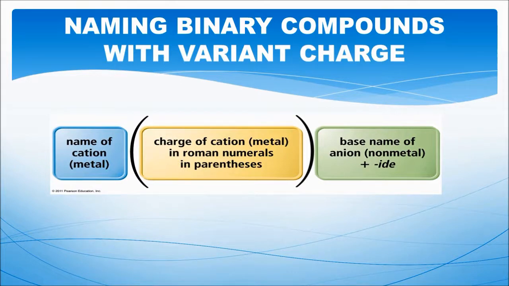Naming binary compounds with variable charges takes a slightly different form. Here you would have the name of the cation or the metal ion, followed by the charge of that cation, followed by the base name, followed by IDE. So for example, if your cation is lead, which can have 2 charges, lead 2+ or lead 4+, then you would have the name lead, followed by 2 in Roman numerals, followed by the anion and IDE.